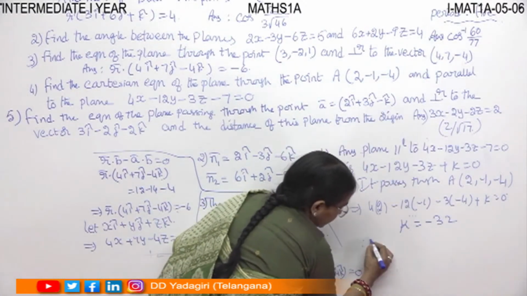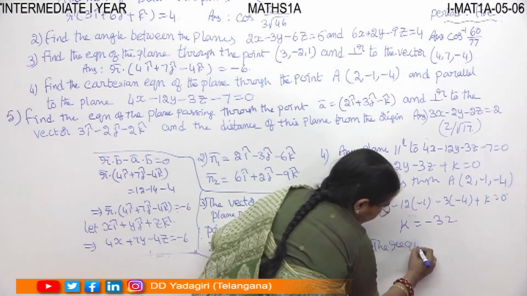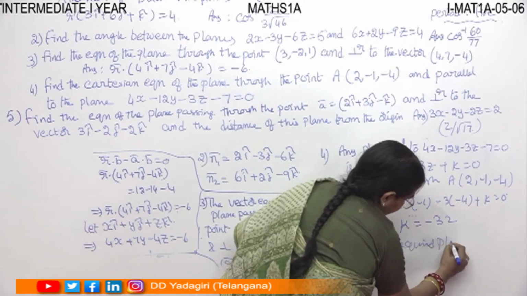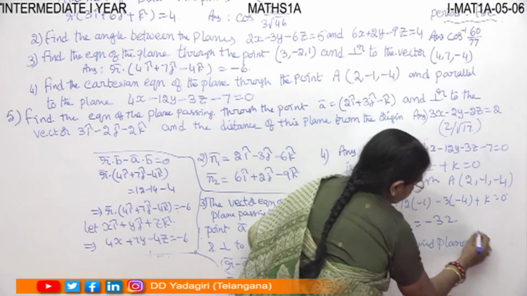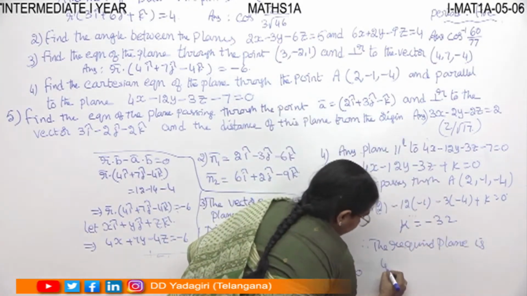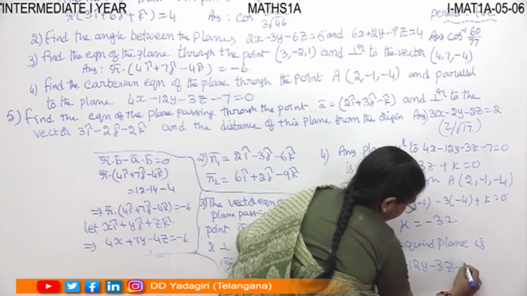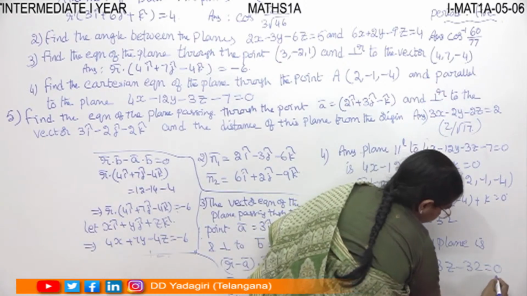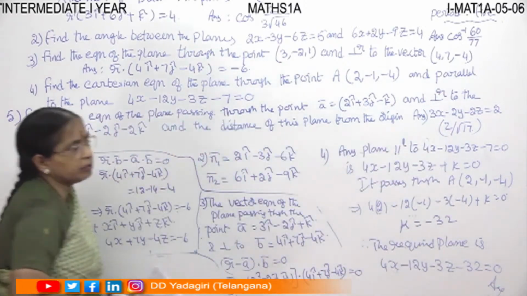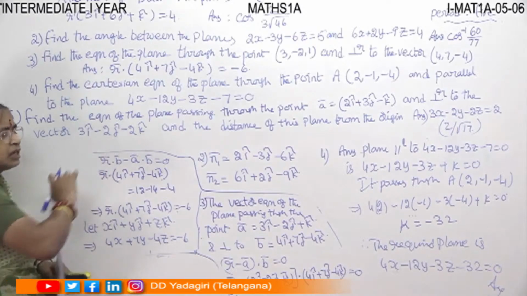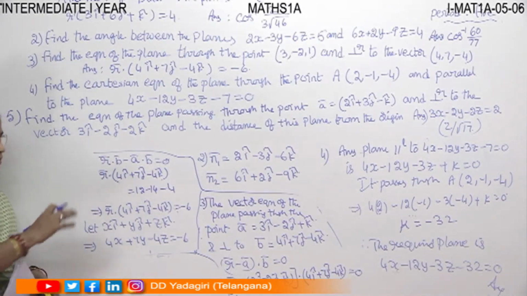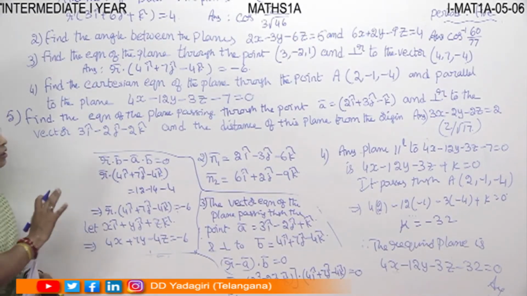So therefore the required plane is, just substitute the k value in this. You will get 4x minus 12y minus 3z minus 32 is equal to 0. So like this we do the problem. All these are very important questions for 2 marks.